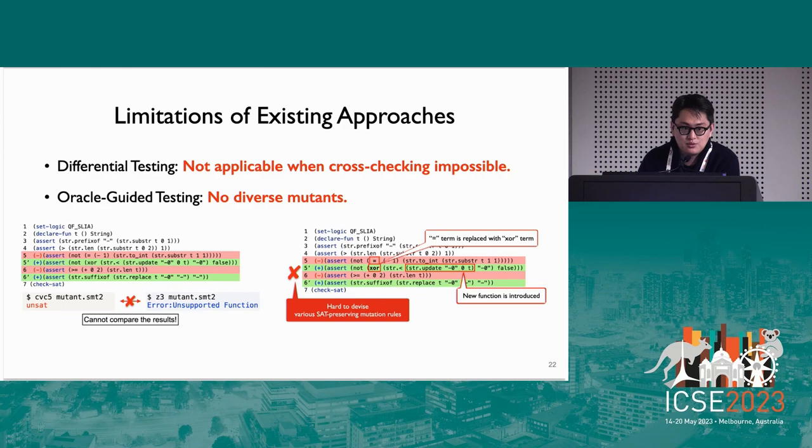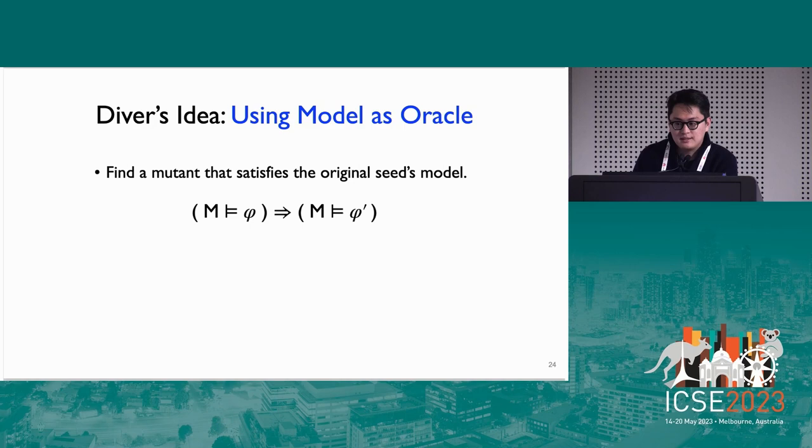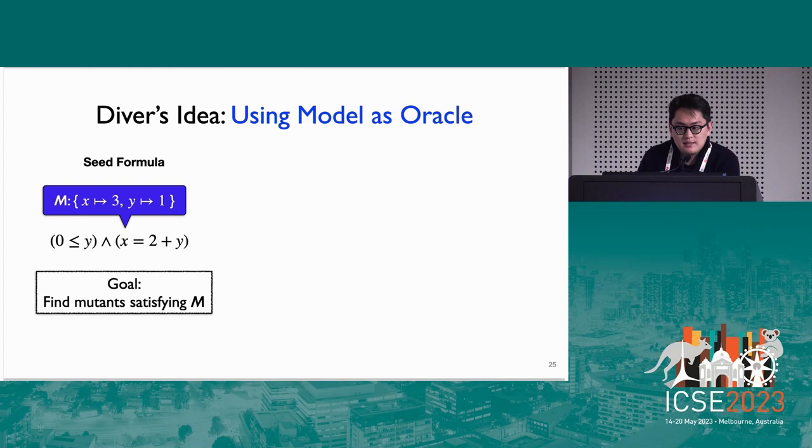To complement those shortcomings of existing approaches, we present a novel technique called Diver for testing SMT solvers. The main feature of Diver is that it can fully enjoy the strengths of the oracle-guided technique, yet it allows unrestricted mutations which the existing oracle-guided technique cannot handle. Our key idea for this is using a model as an oracle, which means that we find a mutant satisfying the original seed model. I will explain this idea with a simple example on this slide.